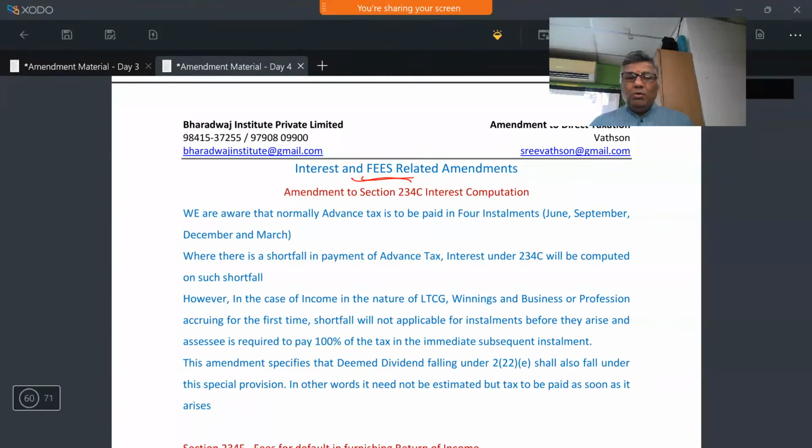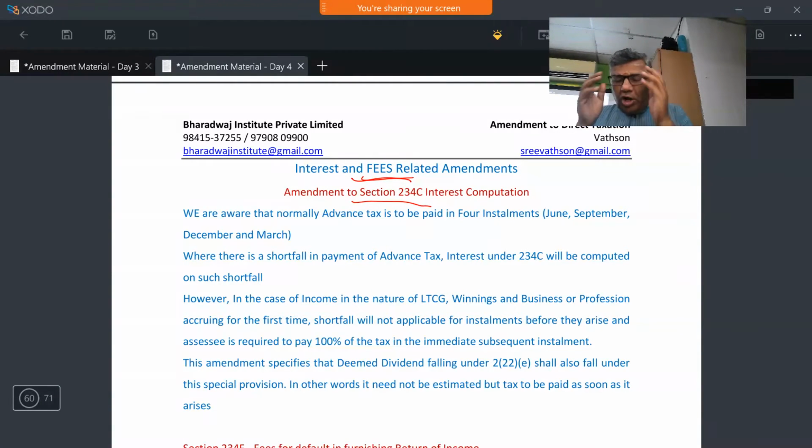Now for this particular 234C related amendment, please understand, normally what happens? I am liable to pay my advance tax in 4 installments: June 15, September 15, December 15, March 15. 15, 45, 75, 100%.